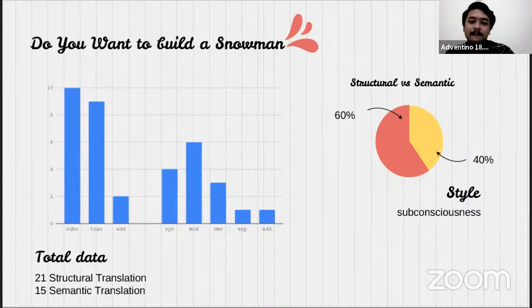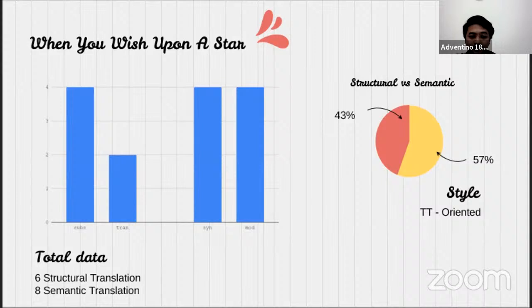The second song is When You Wish Upon a Star. There are only 6 structural translations and 8 semantic translations. It is 4 in subtraction and 2 in transposition. Also there are 4 in synonym and 4 in modulation. Because this song uses semantic strategies much more, I can say that this song is target text oriented.